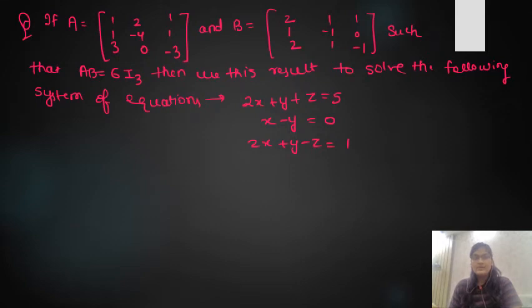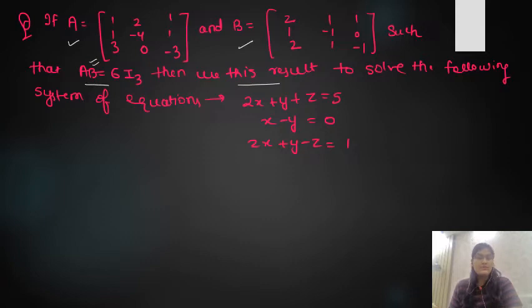So here you can see two matrices are given to you, A and B, and it is also given that the condition is AB is equal to 6I3. Though if it would not have been given to you, you can find out the multiplication will be 6 multiplied by the identity matrix of 3 by 3 order, okay? Now, we have to use this result to solve these equations.